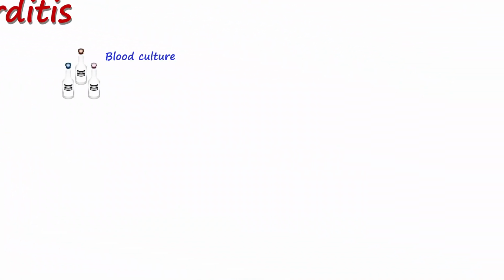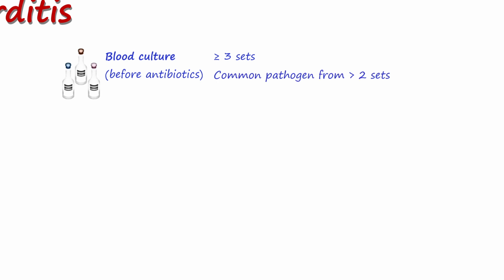Getting blood cultures is crucial for diagnosing IE and guiding antibiotic treatment. Three sets of blood cultures should be drawn at 30-minute intervals before initiation of antibiotics. Common pathogens should be detected from 2 of the 3 blood cultures.